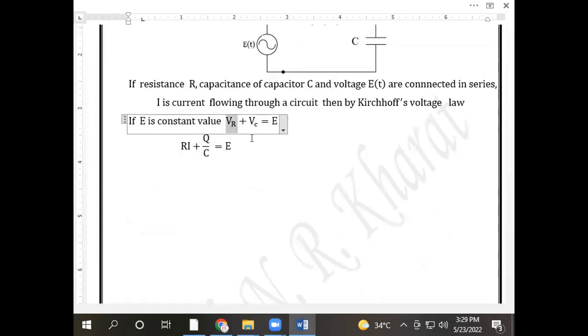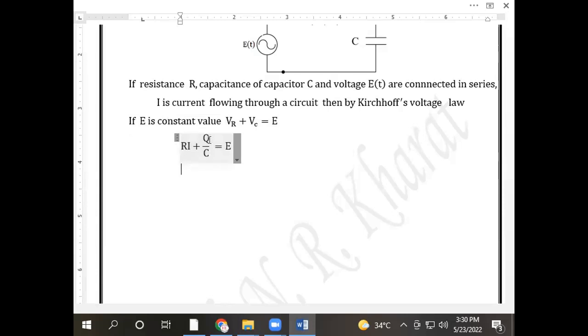So we know that the voltage across the resistor is V suffix R, the voltage across the capacitor is V suffix C, and E is the applied voltage or applied EMF in the given circuit. The voltage across the resistor is equal to I times R, and the voltage across the capacitor is Q upon C. The charge upon the value of the capacitor gives the voltage across the capacitor, and E is the applied EMF.